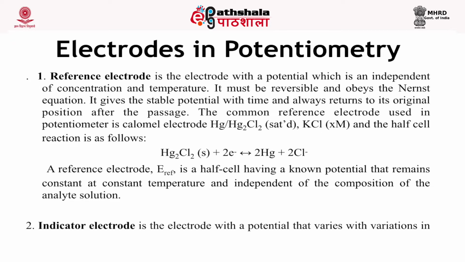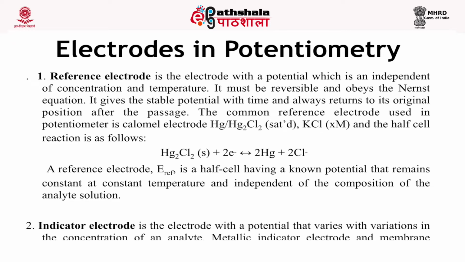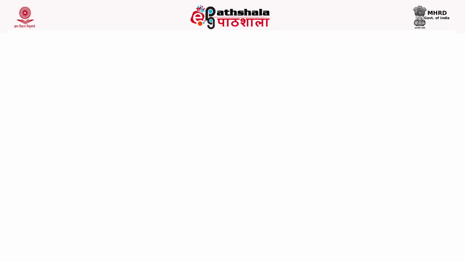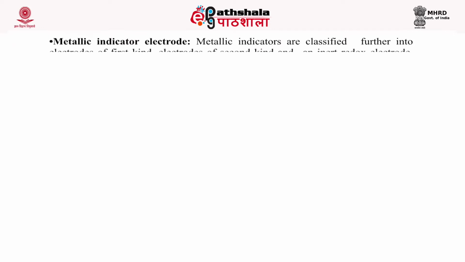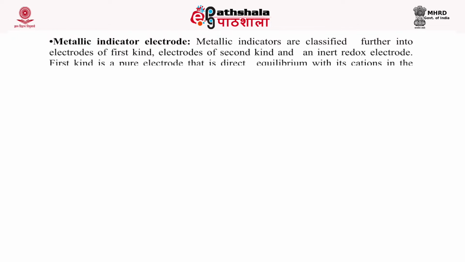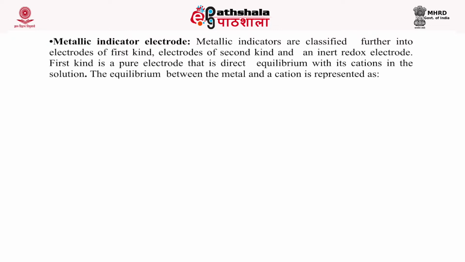Another is an indicator electrode, having a potential that varies with variations in the concentration of an analyte. Metallic indicator electrodes and membrane electrodes are types of indicator electrodes. Metallic indicator electrodes are classified further into electrodes of the first kind, electrodes of the second kind, and inert redox electrodes. First kind is a pure metal electrode that is in direct equilibrium with its cations in the solution.